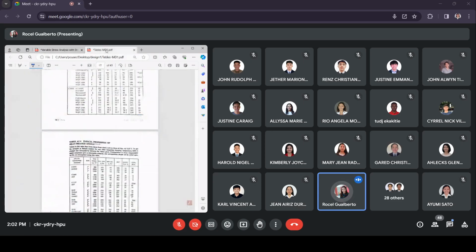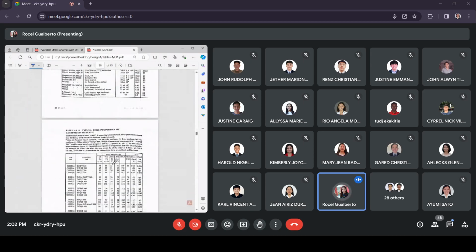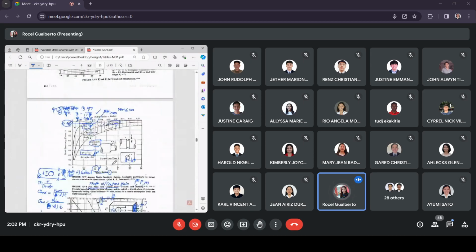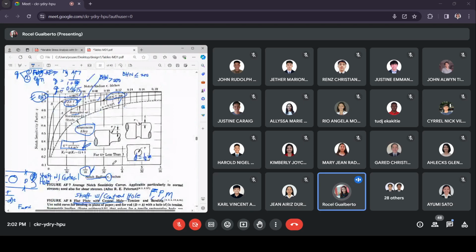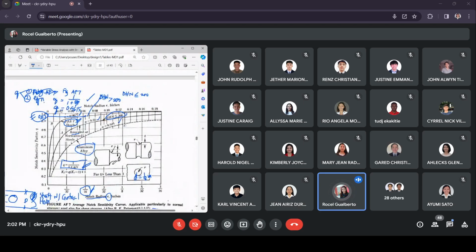So let us go back to figure AF7. This is your figure AF7. What is the notch radius? Given the diameter of the hole is 1/8, you will obtain there 1 over 16. And then you have the quench and tempered. What is the A value? 0.0025. So that would give us our value of Q.